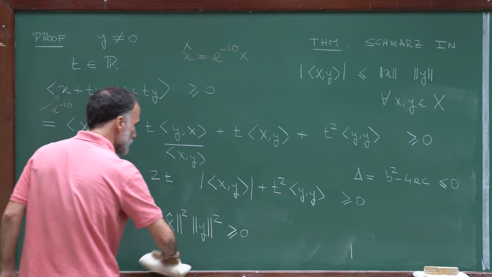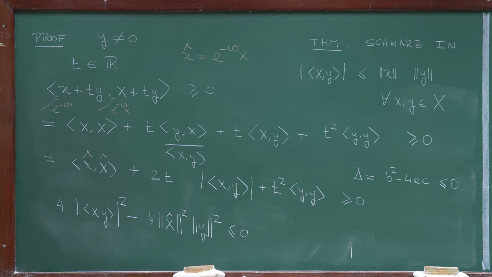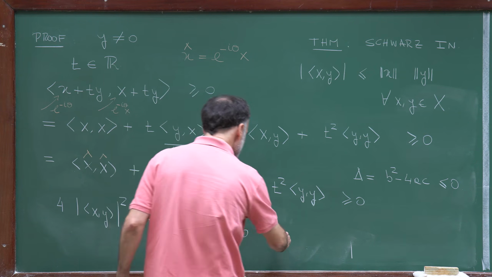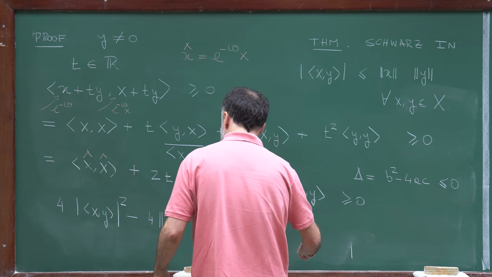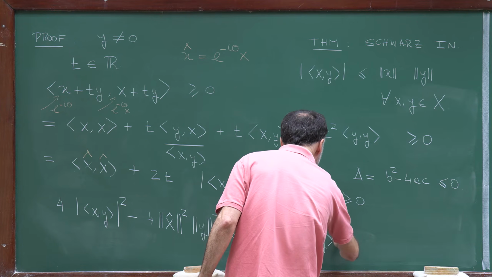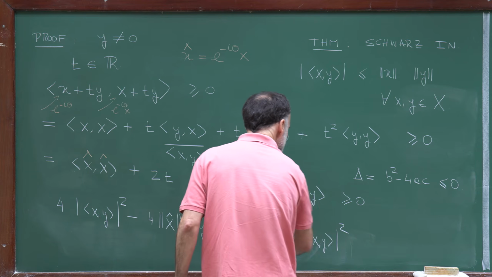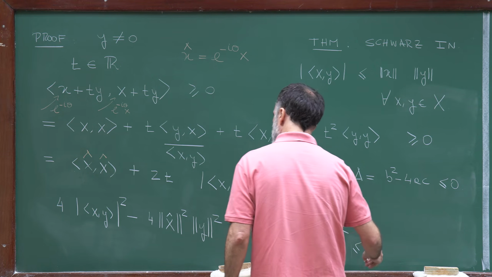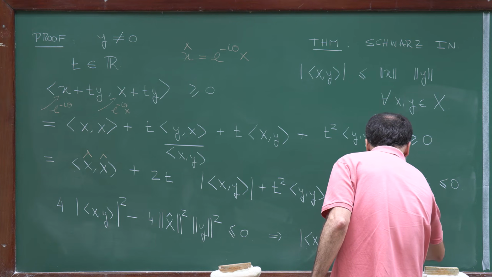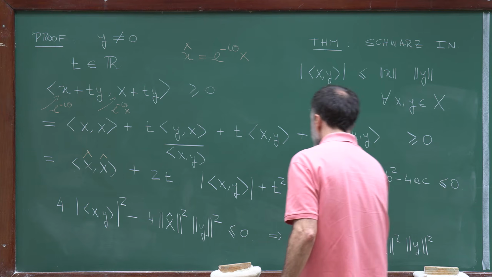Now this is always non-negative, I'm sorry, this is the delta. The delta has to be non-positive. And from that, we get that the absolute value of the scalar product of x and y, squared, is less than or equal to the norm of x hat squared times the norm of y squared.